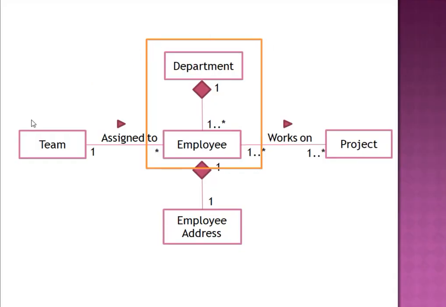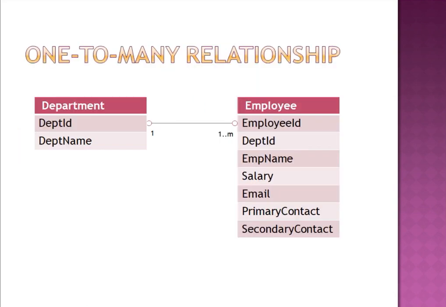I think all of you are familiar with this case study because from the beginning of the Fluent API videos, we are concentrating on this case study. For one-to-many relationship, I have chosen these two entities. As you can see here, one department has many employees, right? We are going to implement this relationship in Fluent API. So let us understand it in more detail.